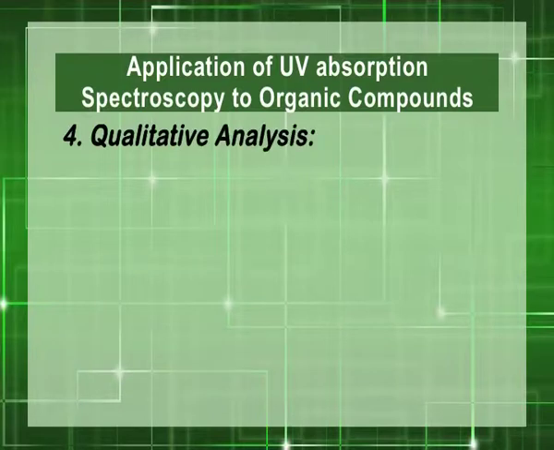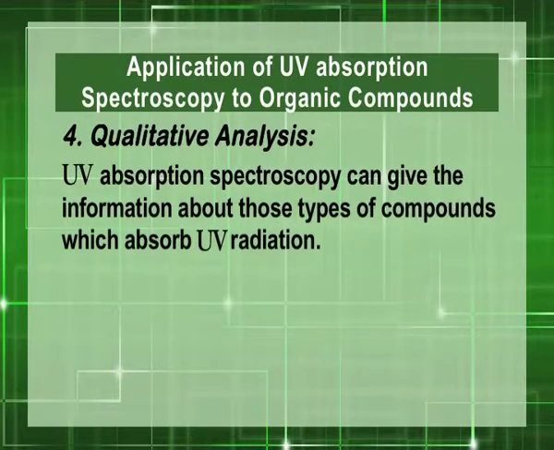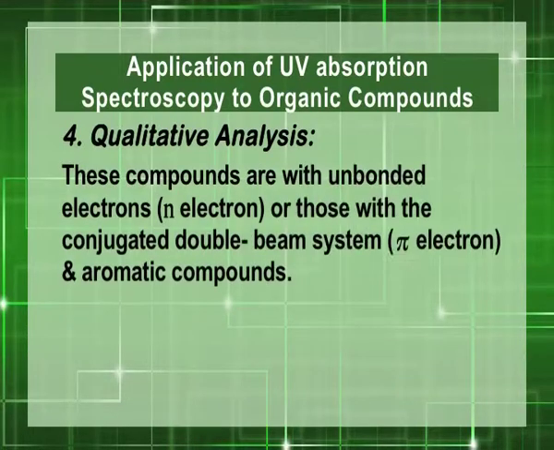Coming to qualitative analysis, UV absorption spectroscopy can give information about those types of compounds which absorb UV radiation. These compounds are those with unbonded electrons, those with conjugated double bond systems, and aromatic compounds. Identification is done by comparing the absorption spectrum with the spectra of known compounds.